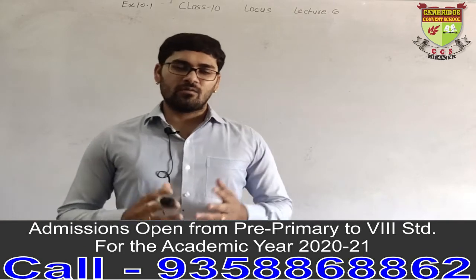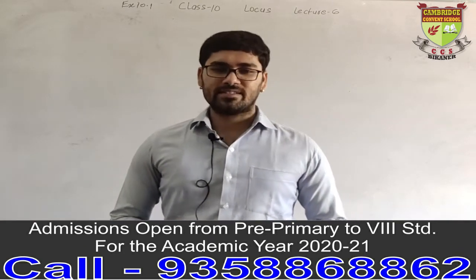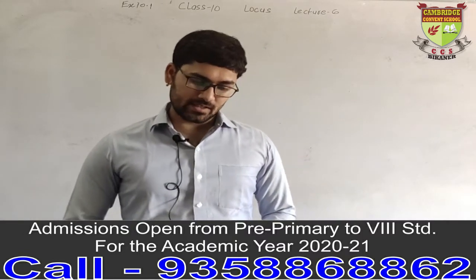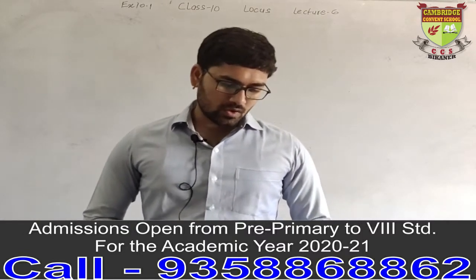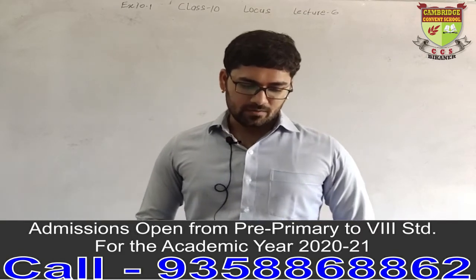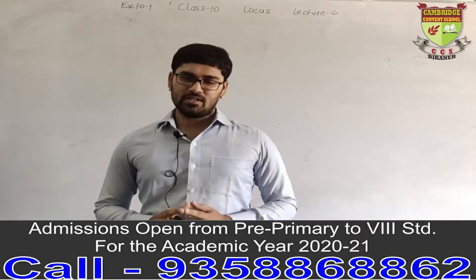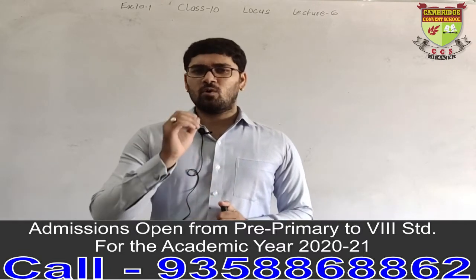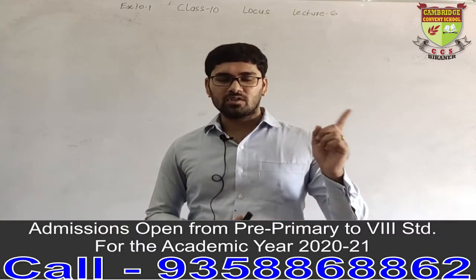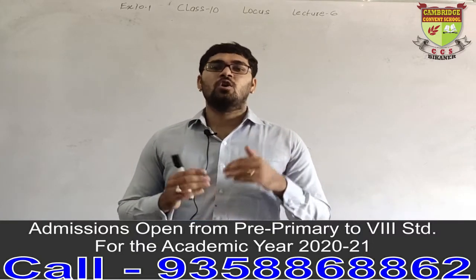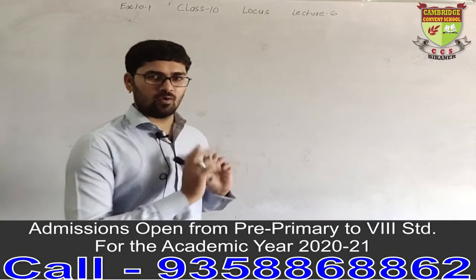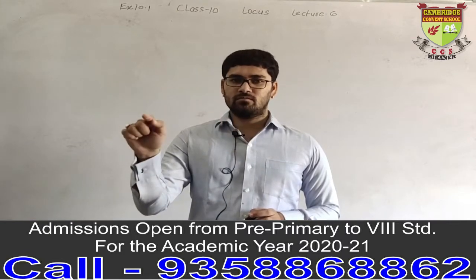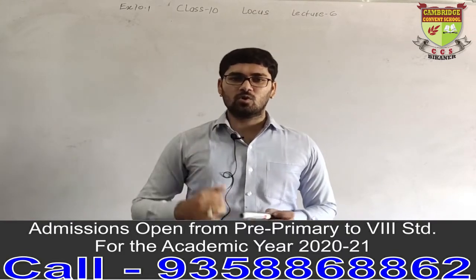Today in this lecture, we are going to do question number 4 of exercise 10.1. Question number 4 says, what will be the locus of a point equidistant from 3 collinear points? In question number 3, the question was exactly similar, but the 3 points were non-collinear. In question number 4, the 3 points are collinear.